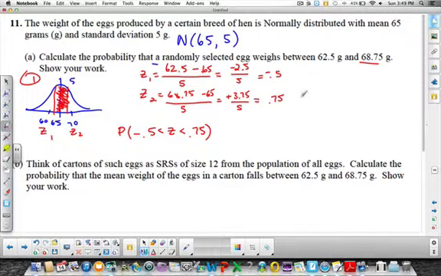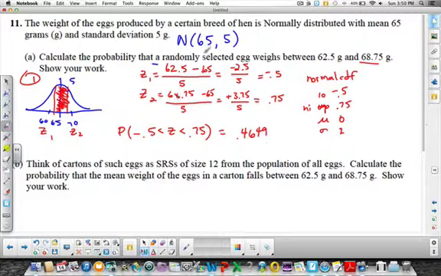This I'm going to do on my calculator, and we're going to do the normal CDF. My lower bound is negative 0.5. My upper bound, in this case, since I'm doing a between, is 0.75. My mean is 0 because I've standardized the scores, and my standard deviation is 1 because I've standardized the scores. When I do all that, that probability is about 0.4649, and that looks right according to what I've shaded on the screen.